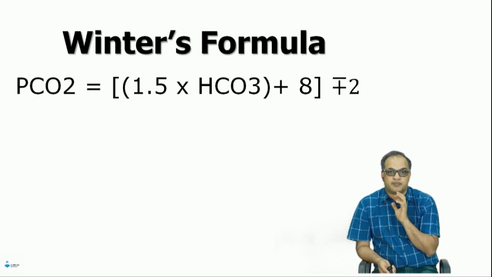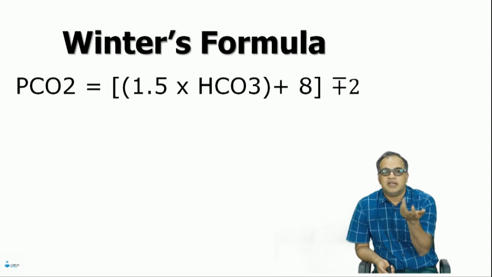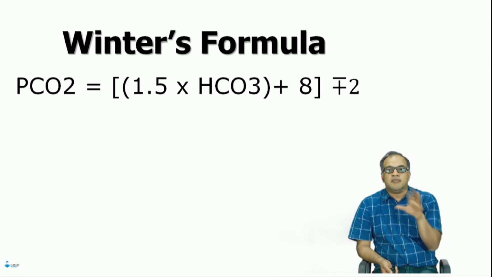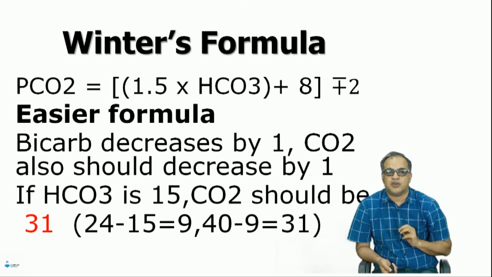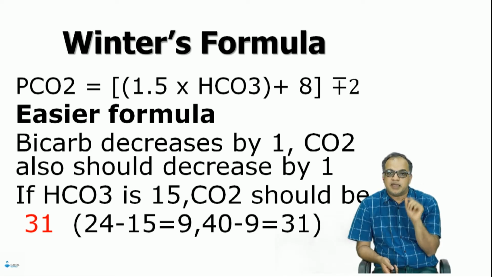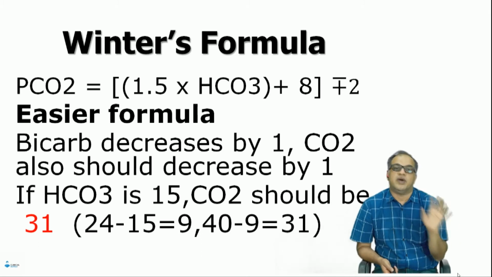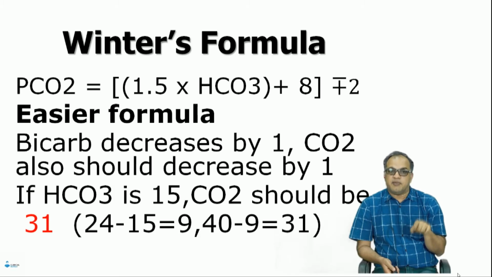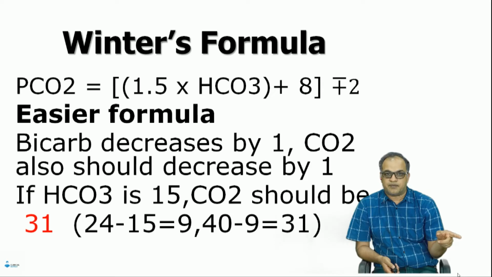23 plus minus 2. So if a person is so acidotic to have a bicarbonate of 10, then his CO2 will be approximately how much? 18 or 20. But this is again a little complicated. Let's make it simpler. There is an easier version of this formula. Bicarbonate decreases by 1. If bicarbonate decreases by 1, CO2 should also decrease by 1. That is, if bicarbonate is 15, CO2 should be 40 minus 15.